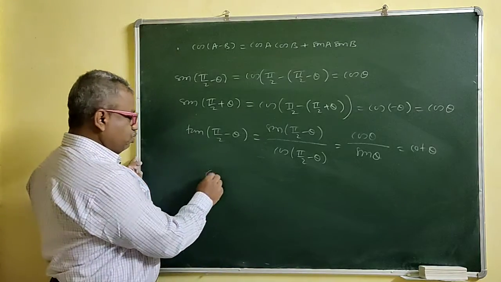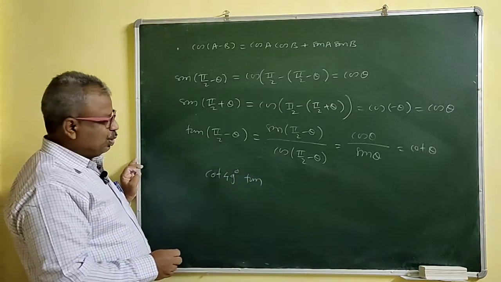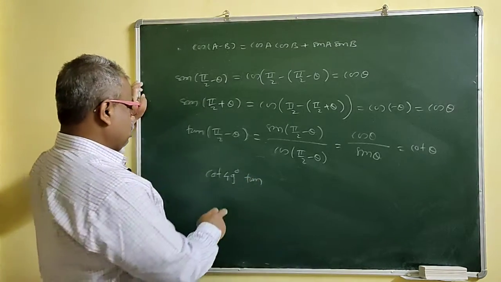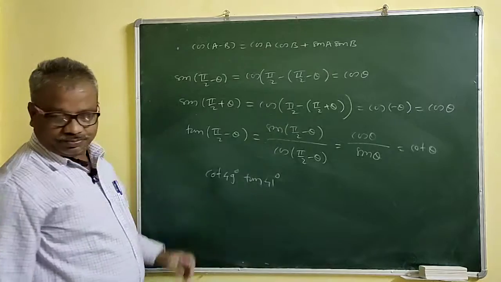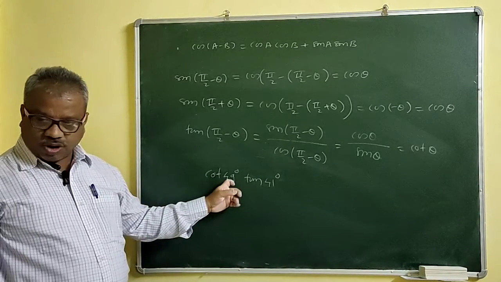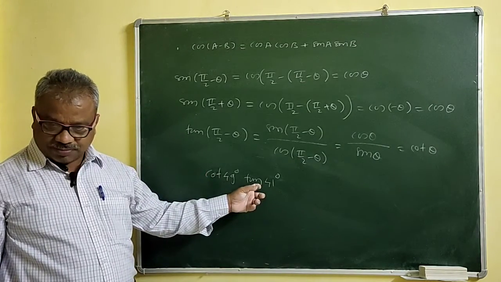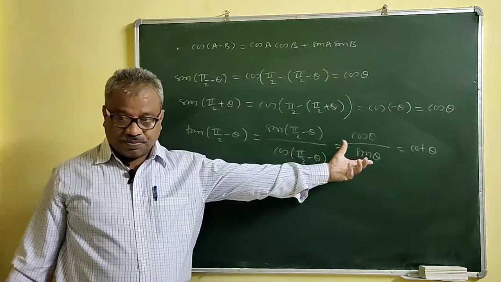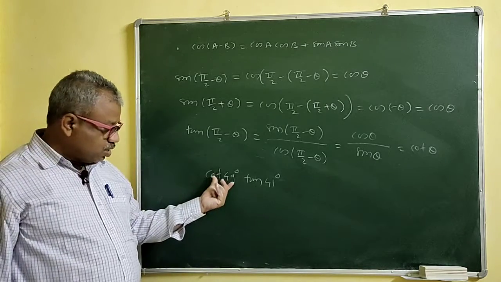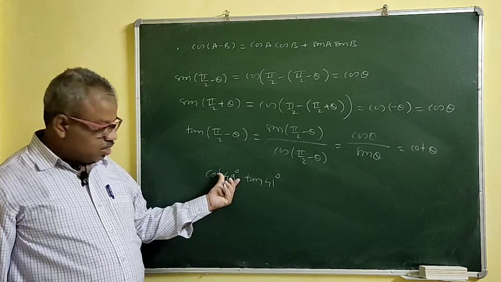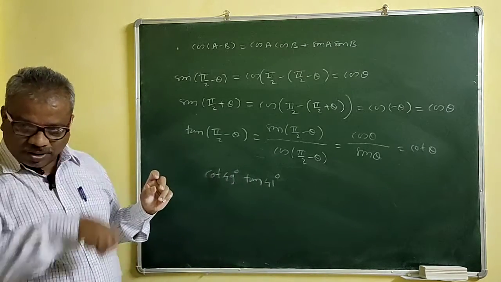So that means if you have somewhere cot of 49 degree into tan of 41 degree. Now see, this is the product of cot of 49 degree, which is impossible to find directly, and tan of 41 degree, right? So you can apply this formula. Tan of (90 minus theta) is the same as cot theta, right? So what will we get then? They will get cancelled. We get a 1 now, right?